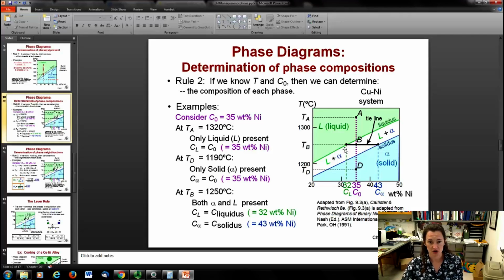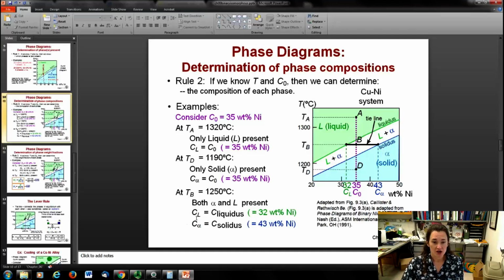It's also sometimes called an isotherm. And I'm going to look at the intersection of my tie line with my liquidus line here, which defines the boundary between the liquid and the liquid plus alpha phase, and my solidus line over here, which defines the boundary between my liquid plus alpha phase and my alpha phase. Okay, now I'm going to read off what the concentrations are at the intersection of the tie line with the liquidus line and the solidus line. And from that I can extract some information.